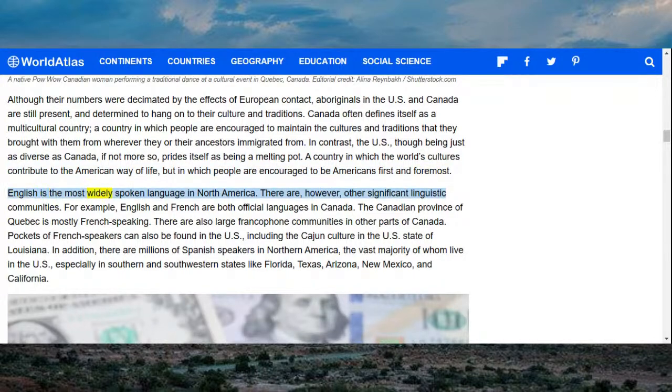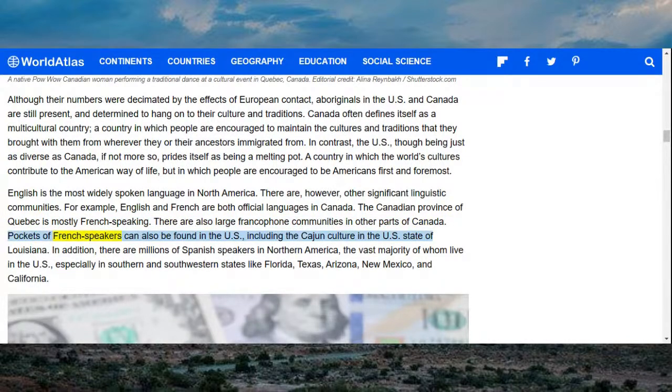English is the most widely spoken language in North America. There are, however, other significant linguistic communities. For example, English and French are both official languages in Canada. The Canadian province of Quebec is mostly French-speaking. There are also large Francophone communities in other parts of Canada.